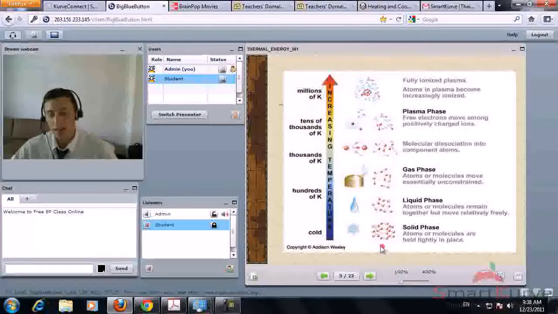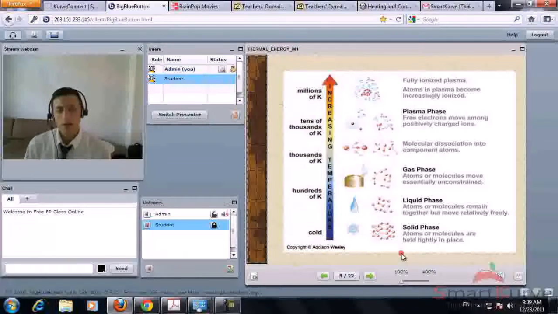You can see in the picture down here next to solid phase, there are some lines between the different molecules. That represents the crystal structure of ice. That's why ice crystals have 6 sides. That's why snowflakes have 6 sides.